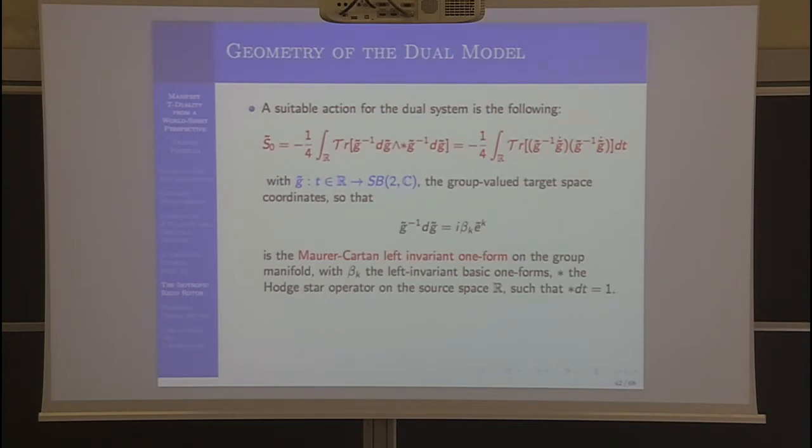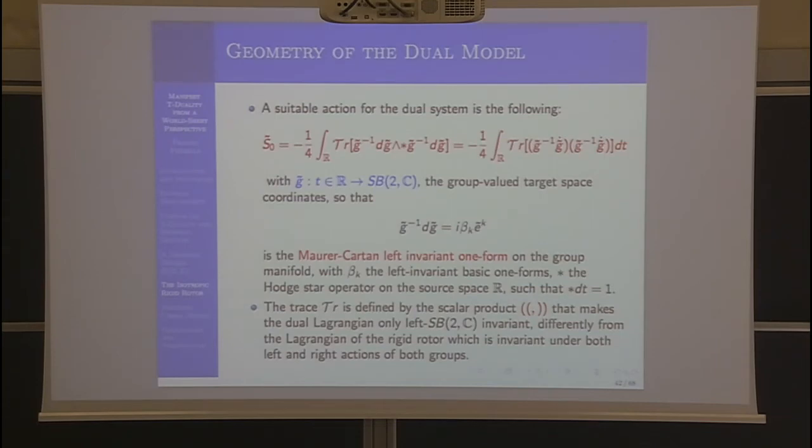And the Lagrangian is now defined in terms of the second scalar product that we have available on the B algebra. But this action is actually different from the Lagrangian of the rigid rotor, that is invariant under both left and right actions of both groups. In this case, this action is only invariant under left SB2C action.